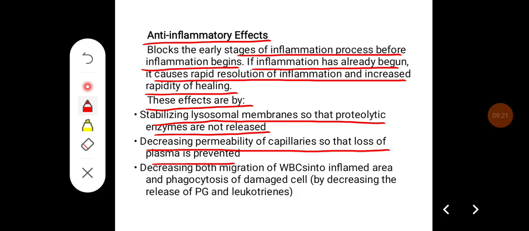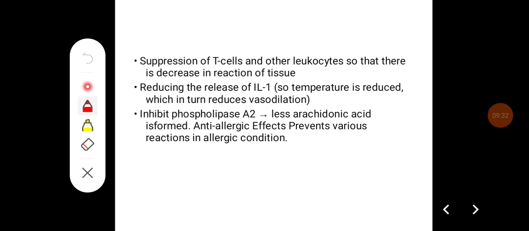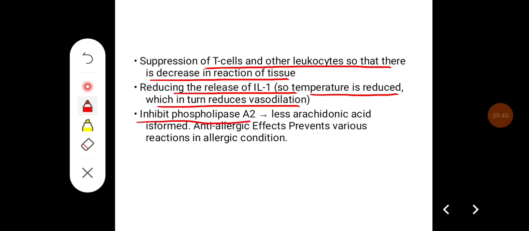It decreases both migration of WBC to the inflamed area and phagocytosis of the damaged cells, and thus it decreases the release of prostaglandins and leukotrienes. They suppress the activity of T cells and other leukocytes so that there is a decrease in the reaction of the tissue. They also reduce the release of interleukin-1, so the temperature is reduced, which in turn reduces the vasodilatation. They also inhibit phospholipase A2, because of which less arachidonic acid is formed, and they're also anti-allergic, which prevents various reactions in allergic conditions.